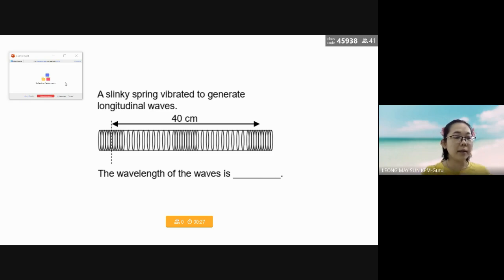So when you see this, first determine the wavefronts. The distance between two wavefronts is the wavelength. So determine the wavelength of this wave.